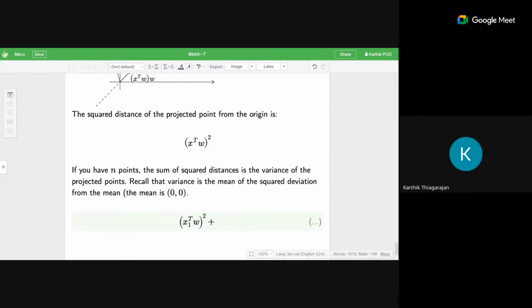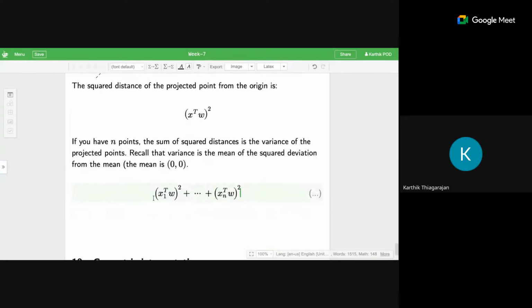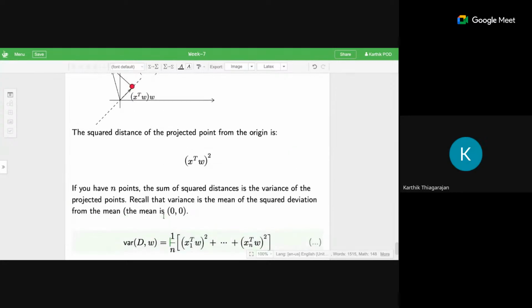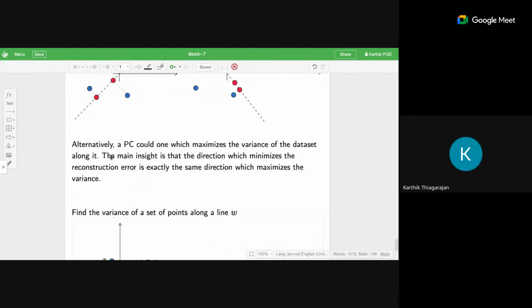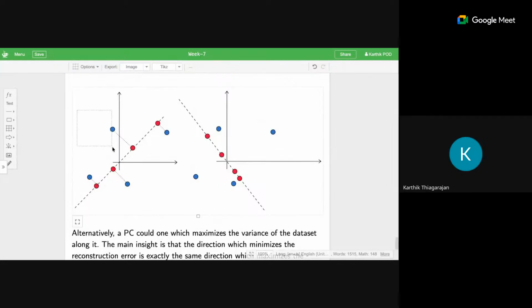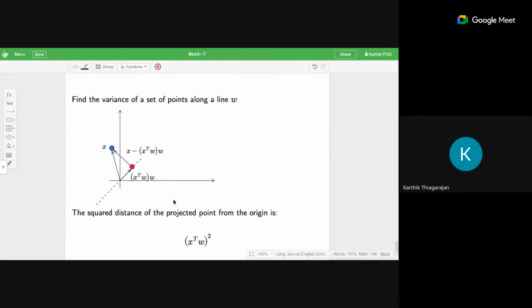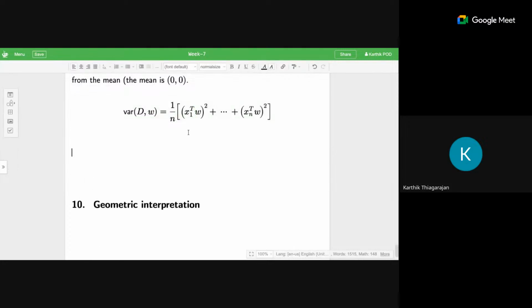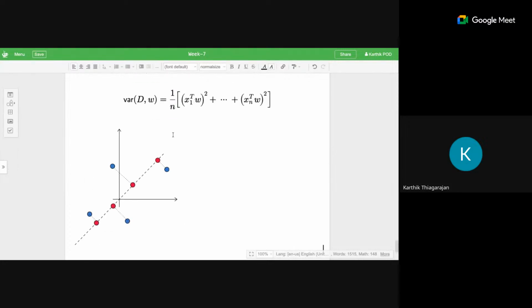The mean of the projected points. So if you sum this up, this is the sum of the square distances, and you have to take the mean of this. Okay, so what is the mean of this? 1 by n. So this is the variance of the data set along the line w. Okay, we call this the variance of the data set along the line w. So this is the image that you have to keep in mind now. If it's not making sense, let me know, right? These are slightly hard concepts, so they may not make sense right away.